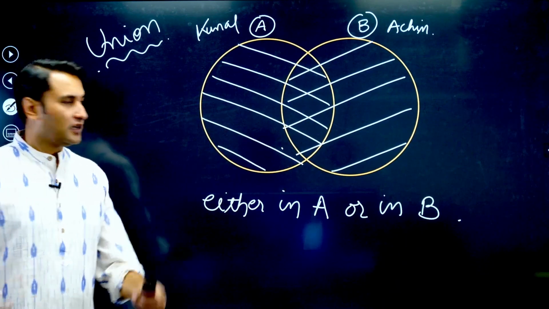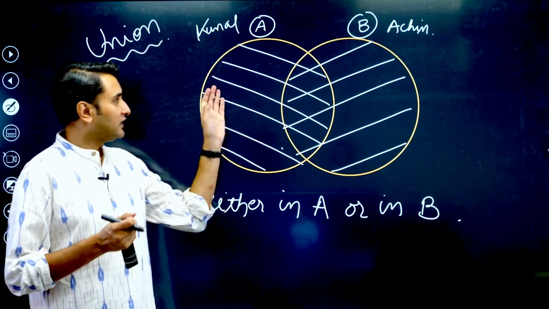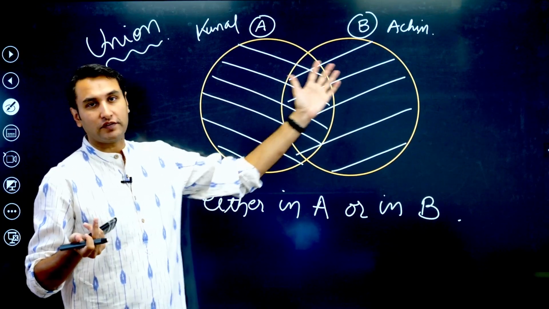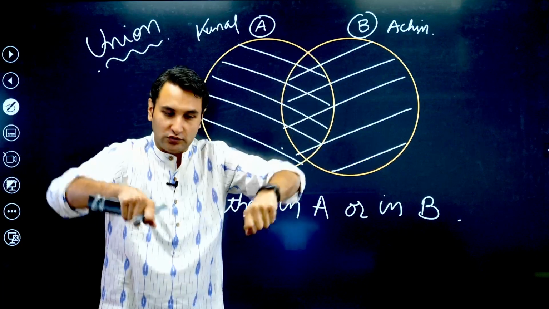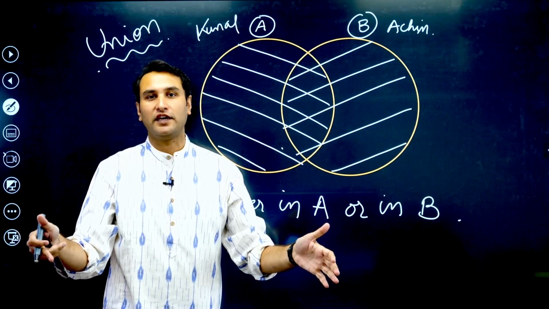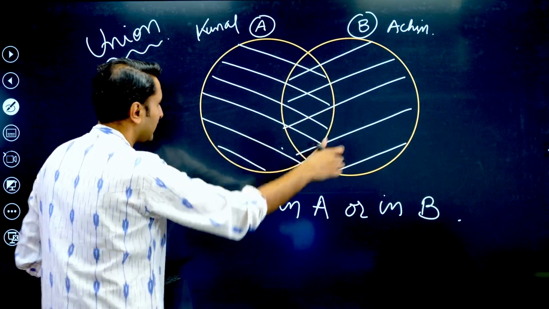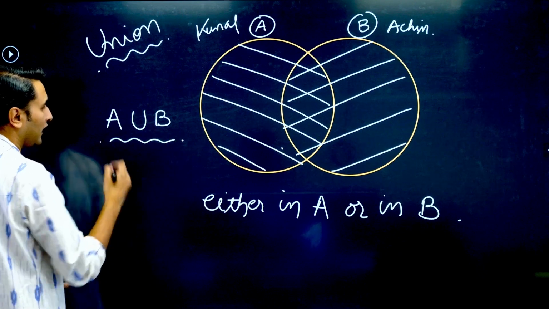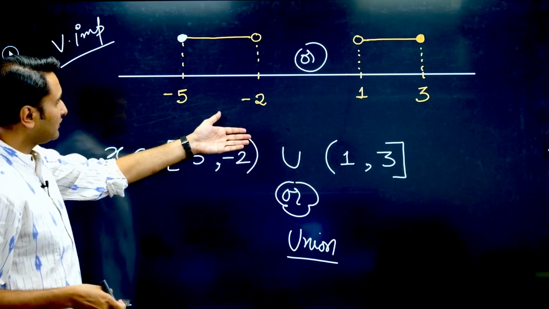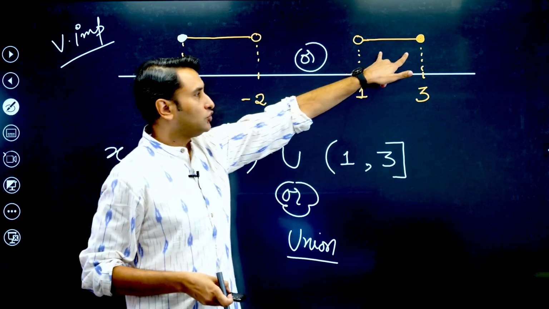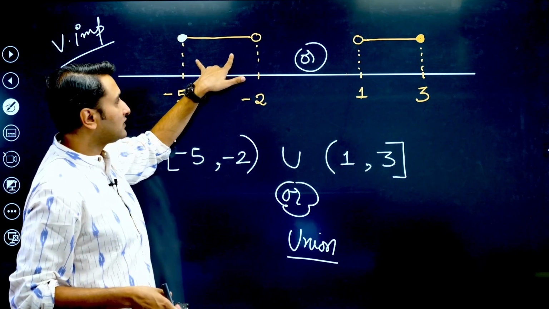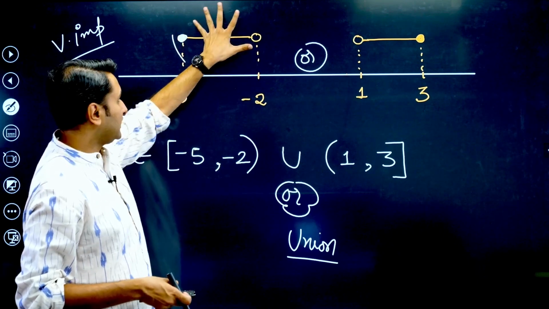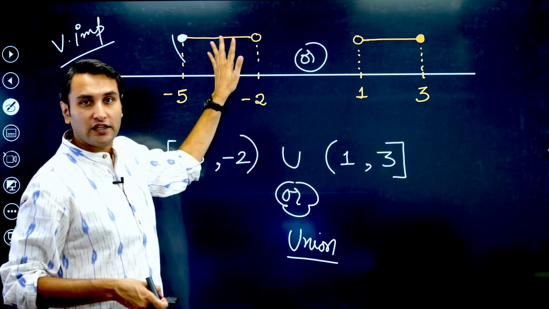In simple words, whatever is there to be picked up in A or B, sab utha lo, pick up everything, right? Whatever there is in A, whatever there is in B, put both into a box. The box has A union B. How do we represent this? This entire shaded part is represented as A union B. And we saw its application in the number line. A union B. Either in Kunal's, imagine this portion is a set A, this is a set B, either in A or in B.